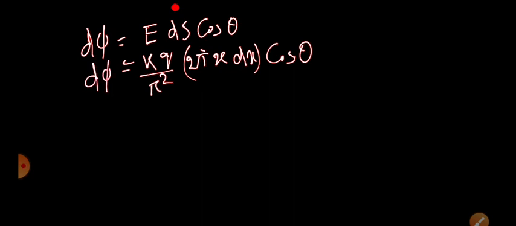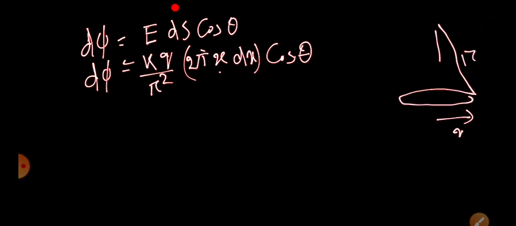But before integrating, let's see how many variables are there. x is a variable, r is a variable, theta is also a variable. So we need to convert them into a single variable. This is my question here. This is my x, and this is my r, and this angle is theta.